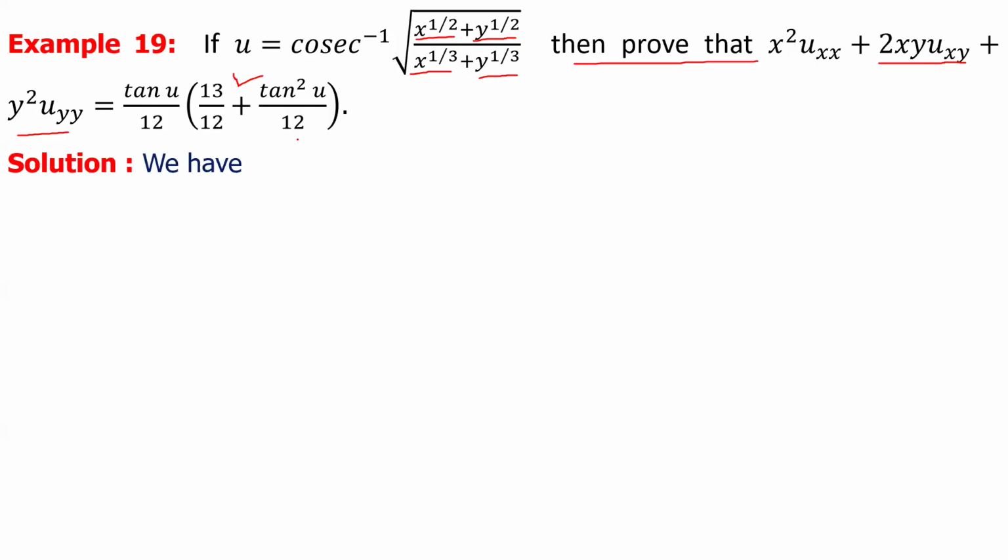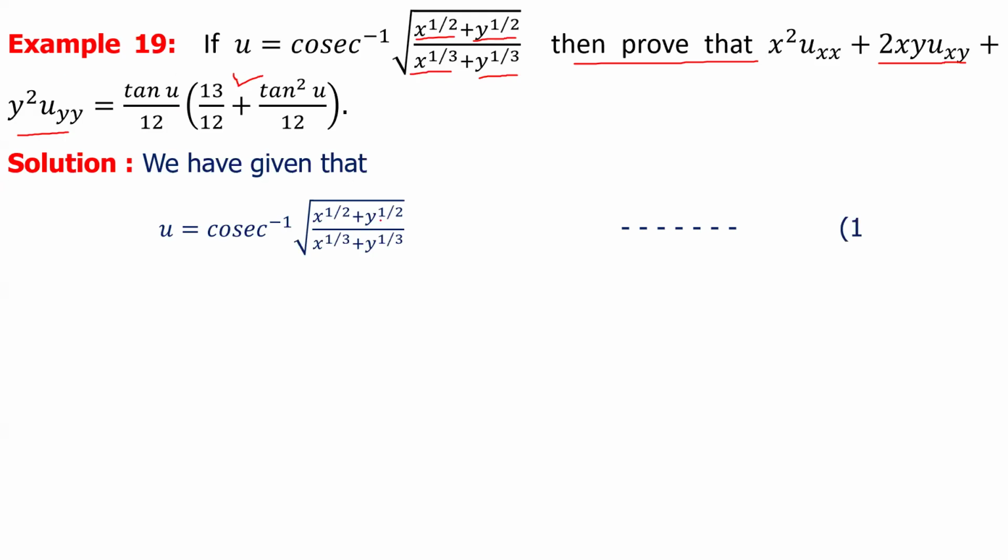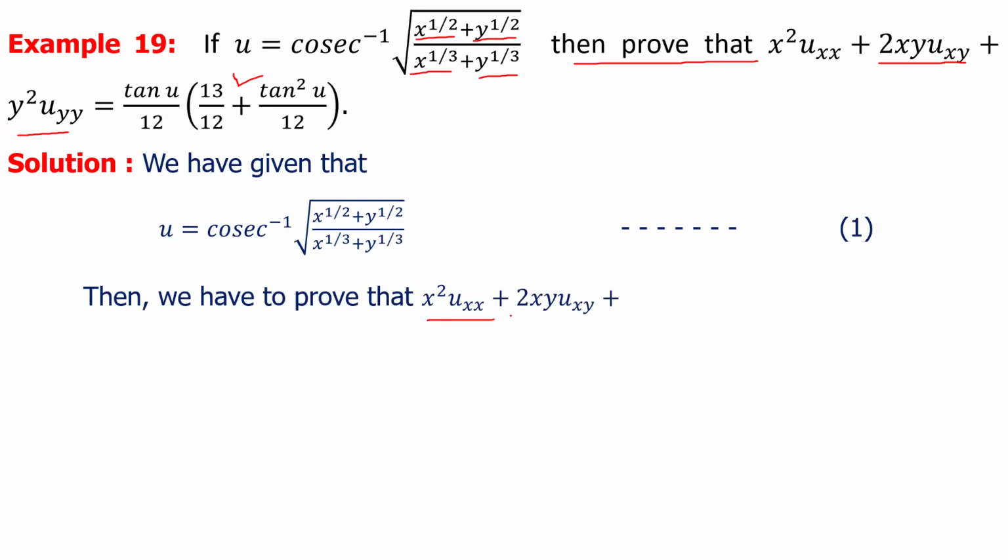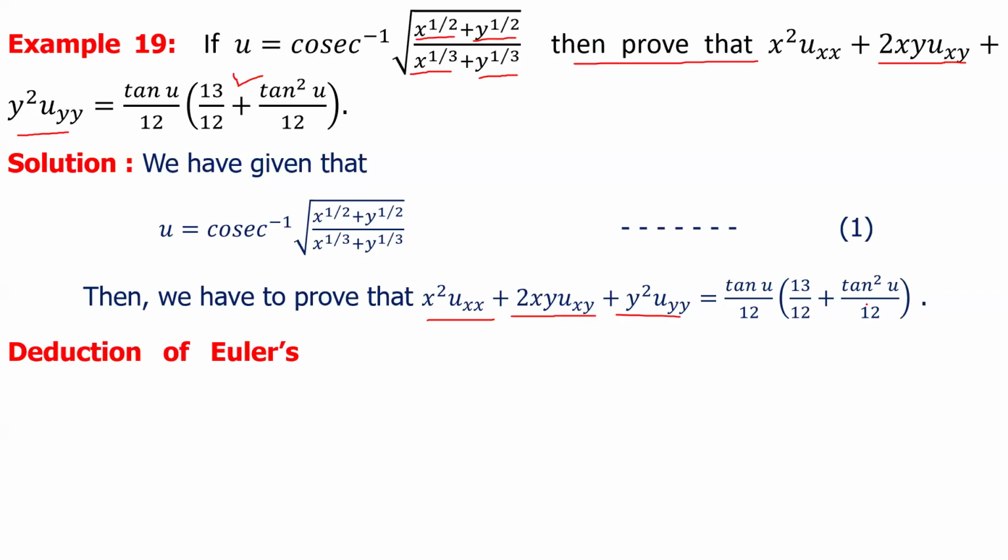So let us try to solve this question. We have given that u is equal to cosec inverse of root over x to the power 1 by 2 plus y to the power 1 by 2 divided by x to the power 1 by 3 plus y to the power 1 by 3. Then we have to prove that x square uxx plus 2xy uxy plus y square uyy is equal to 10u upon 12 times of 13 upon 12 plus 10 square u upon 12. So here we apply the Euler's reduction.